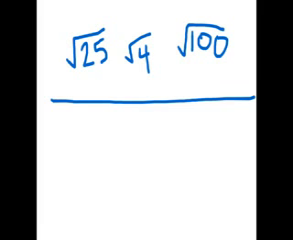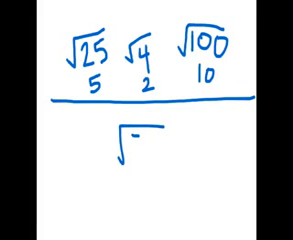We know the square root of 25, 4, and 100. The square root of 25 is 5, the square root of 4 is 2, the square root of 100 is 10. But what about when you're given something like the square root of 72? A non-perfect square, and you don't have a calculator. What number times itself equals 72? Is there a way to write this in a more simplified way?